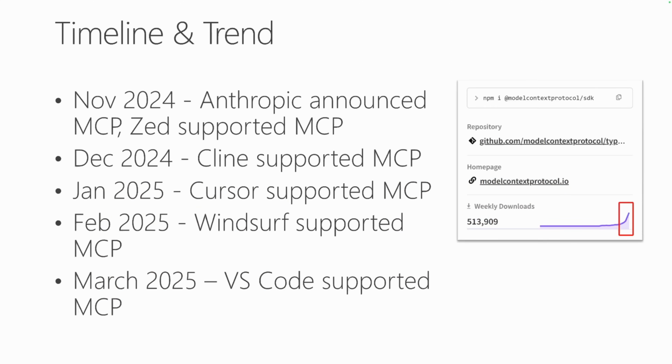The timeline is intense but pretty short because this started in November of last year, 2024, with Anthropic announcing MCP and Cline supported MCP too. In January, for example, of this year, 2025, Cursor supported MCP, and in March, VS Code started the support for MCP too. The trend, as you can see in the picture, has been growing faster and quickly.